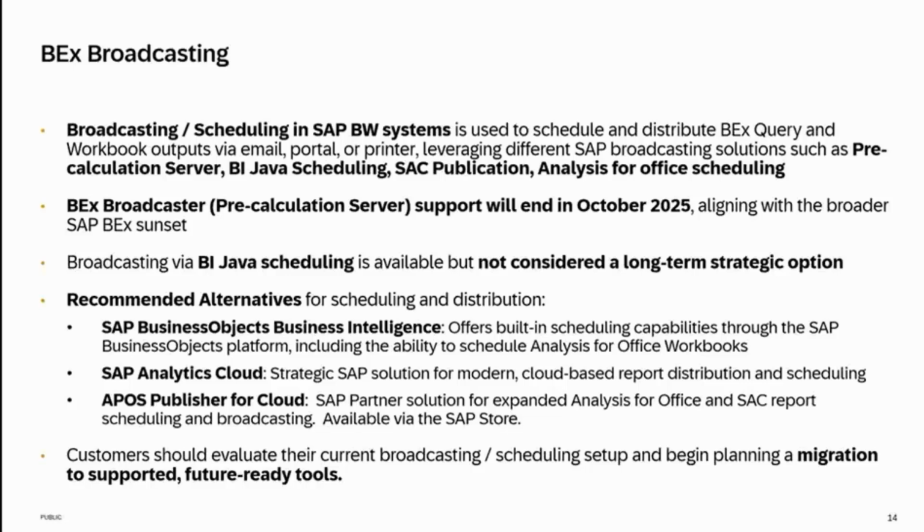But of course, with BW4 HANA, if you're moving in that direction, the BI Java scheduling is not directly supported. There is some exceptional report that you can apply for via a note that I will link here in the next slide. But in general, we would suggest that SAC report distribution be analyzed. And of course, we're going to be talking later in the session here about APOS Publisher for Cloud. That is an important thing to consider in terms of BEx broadcasting, especially with a large and complex broadcasting output.